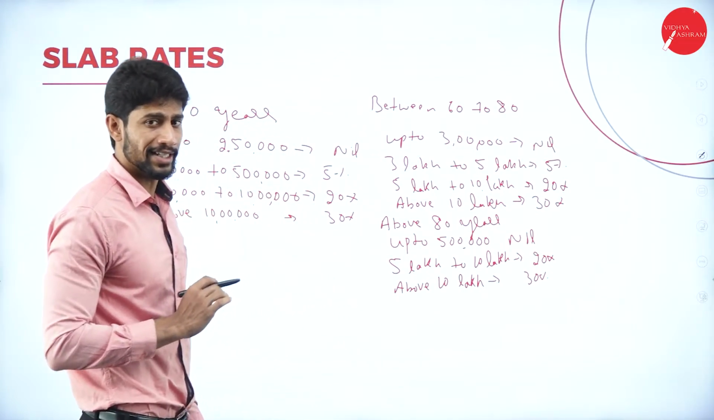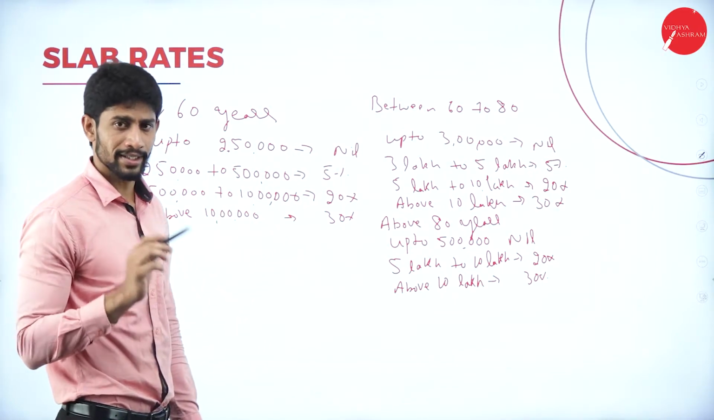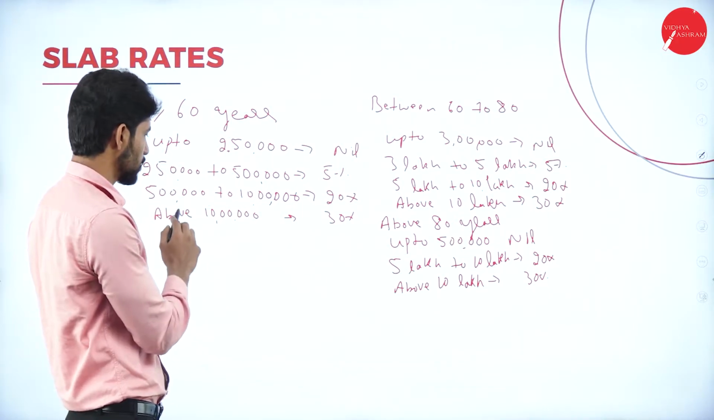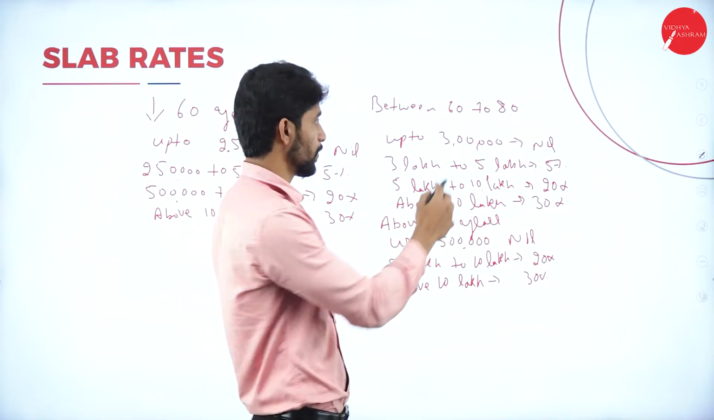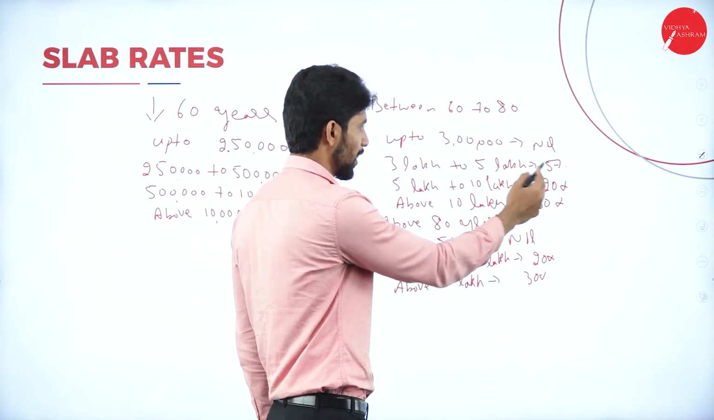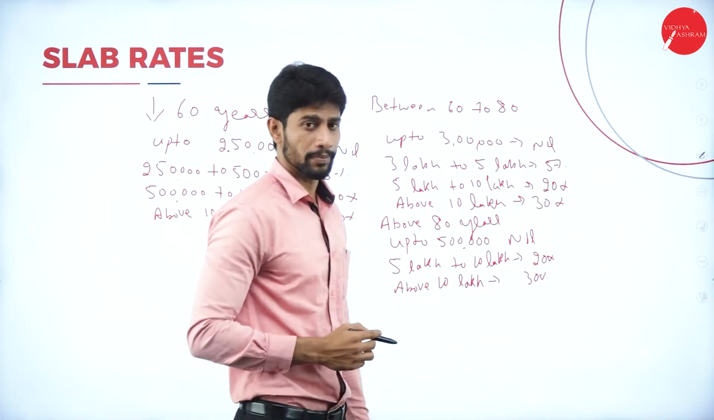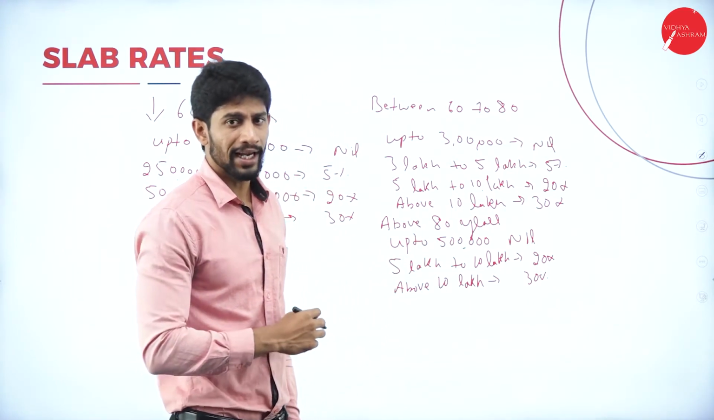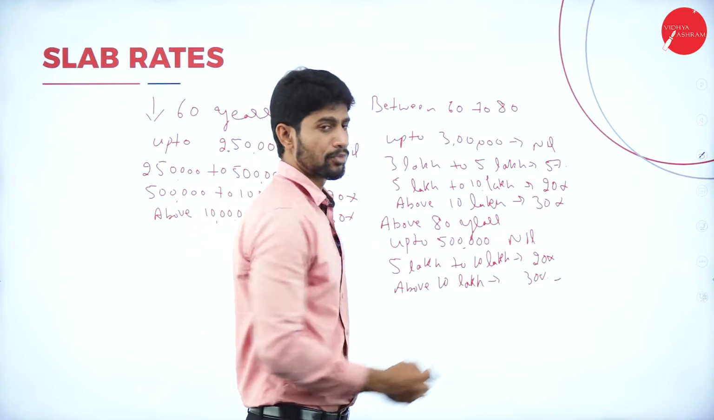So if the assessee age is less than 60 years, up to 2 lakh 50 need not pay tax, it is nil. 2 lakh 50 to 5 lakh 5%, 5 lakh to 10 lakh 20%, above 10 lakh 30%. If the age group is between 60 to 80 years, up to 3 lakh rupees nil, 3 lakh to 5 lakh 5%, 5 lakh to 10 lakh 20%, above 10 lakhs 30%. Next, if the age is above 80 years, up to 5 lakh nil, 5 lakh to 10 lakh 20%, and above 10 lakhs it is 30%.